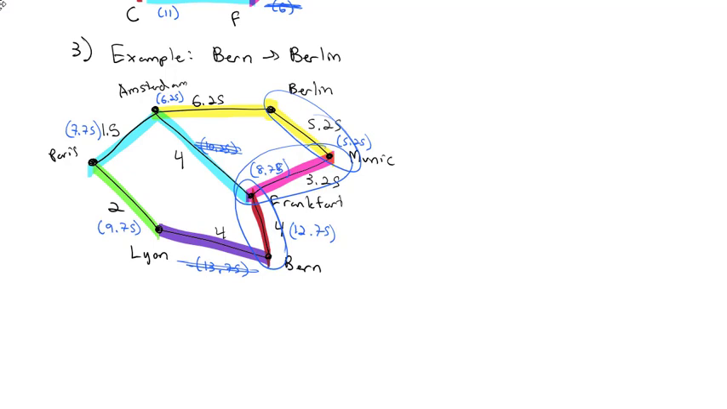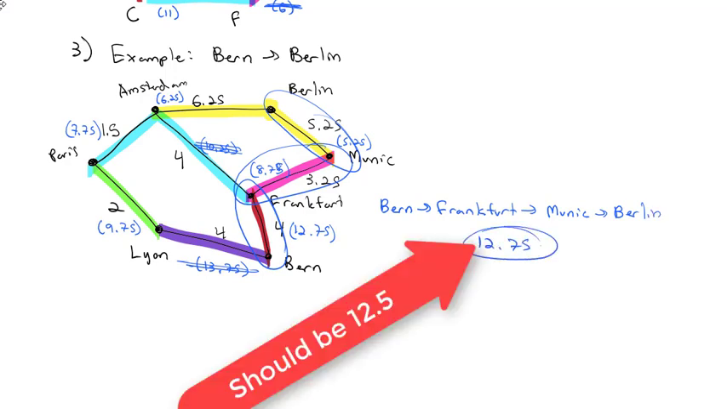So let's write that down. Our trip is Bern to Frankfurt to Munich to Berlin. In the shortest amount of time, it's 12.75. And that is our shortest path.